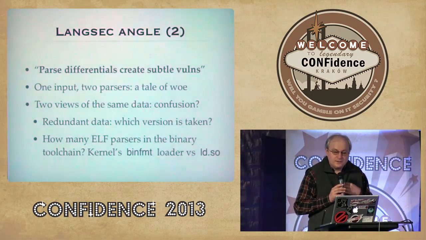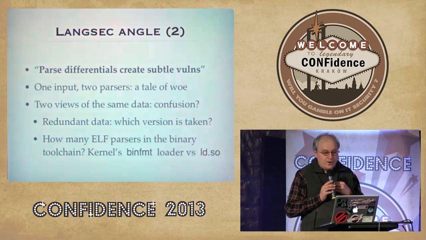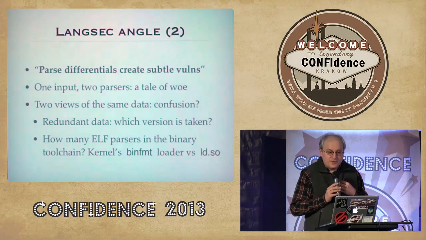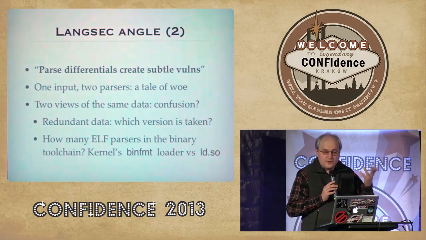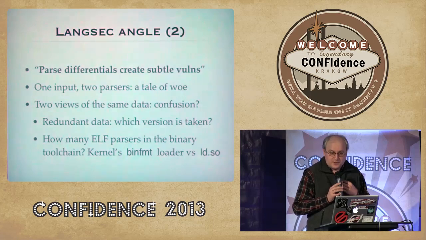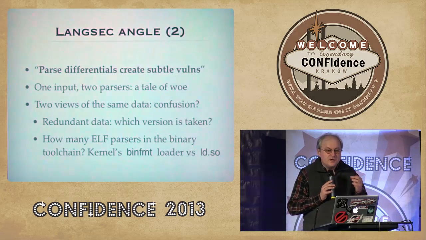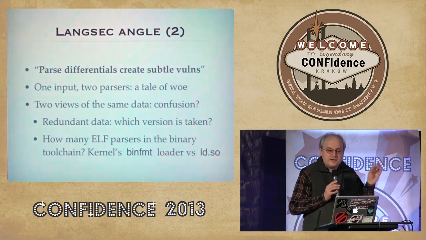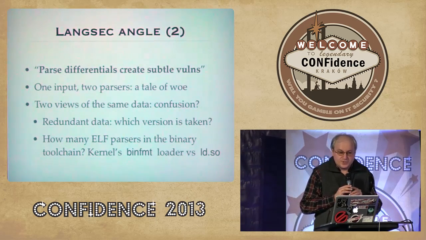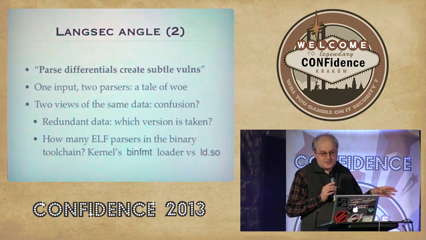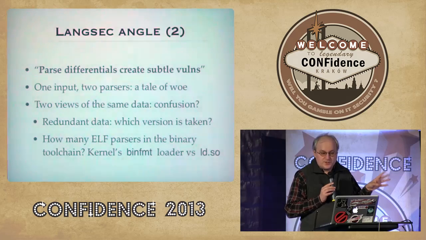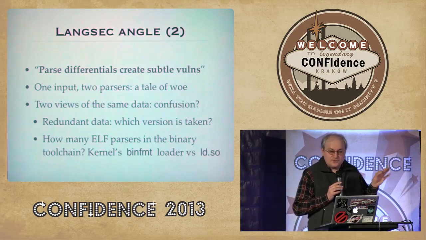And the other angle is what the LANGSEC movement started from. Meredith Patterson, a co-inventor, will be closing this conference, and I urge you to attend her talk. So she and her late husband, Len Sassaman, noticed that a special class of subtle vulnerabilities existed due to two parsers interpreting the same data slightly differently, and they call it parser differentials. And this is really a recipe for disaster. When you have one input and two parsers, it's a tale of ponage.